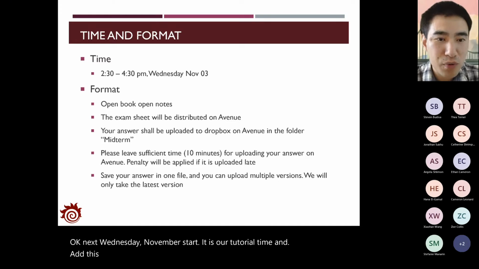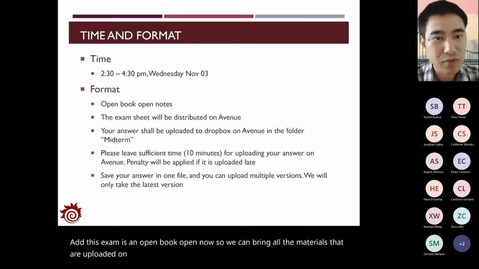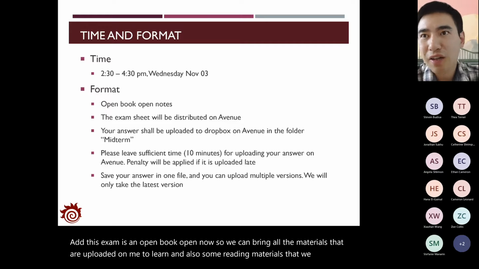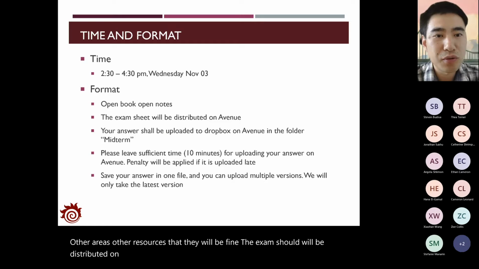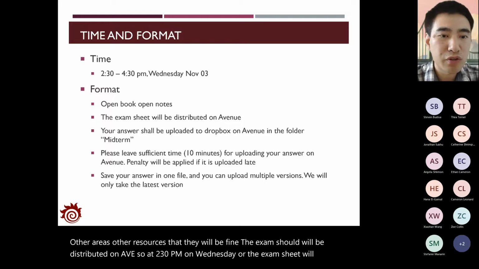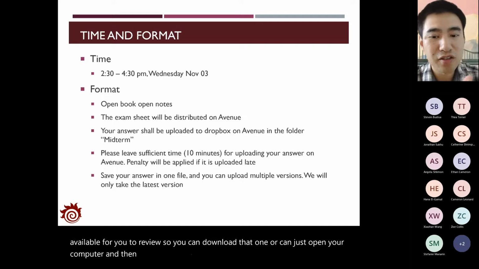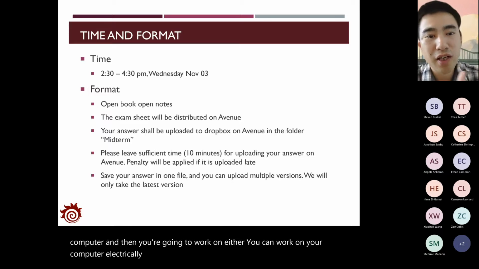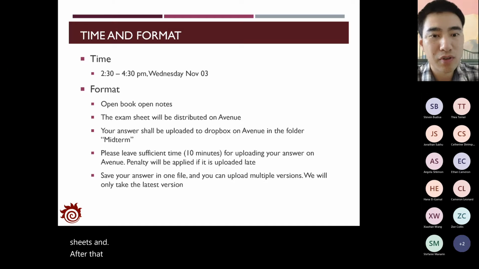This exam is open book, open note, so you can bring all the materials that are uploaded on Avenue to Learn, and also some reading materials that you collect from other resources. They'll all be fine. The exam sheet will be distributed on Avenue. So at 2:30 p.m. on Wednesday, the exam sheet will be available for you to review. You can download it, or just open your computer, and you can work on your computer electronically, or write down your answers on separate sheets, and after that scan it and upload your answer.